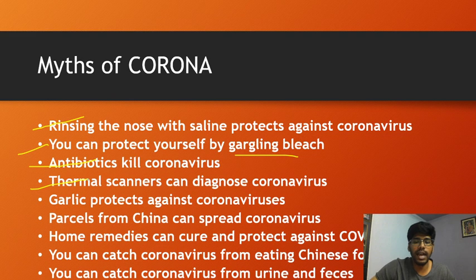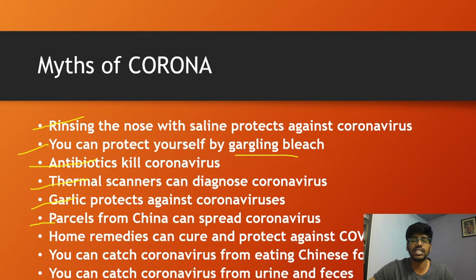Thermal scanners can diagnose coronavirus? Not at all. Thermal scanners will be able to identify whether you have a fever or not, which is one of the symptoms of the corona, but that will not diagnose the coronavirus, right? Garlic protects against the coronavirus? Not at all. Garlic has antibacterial properties, yes, but not against coronaviruses.